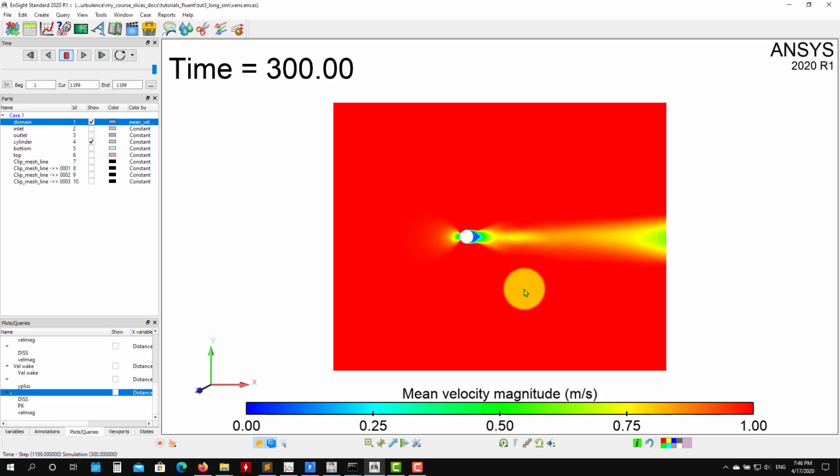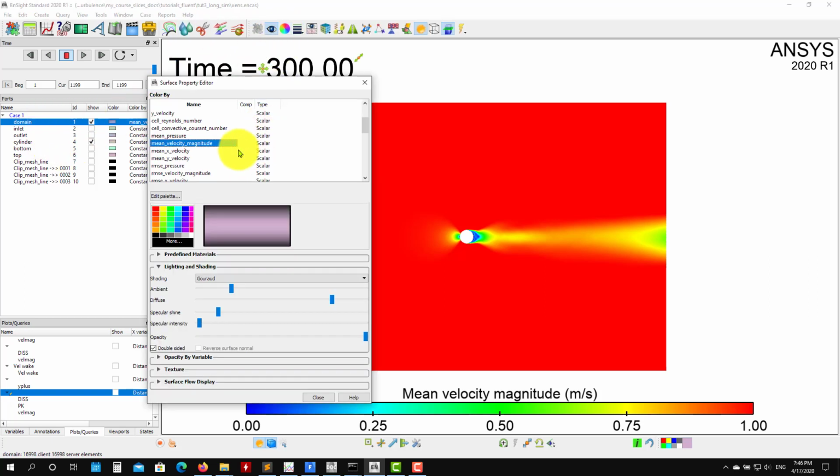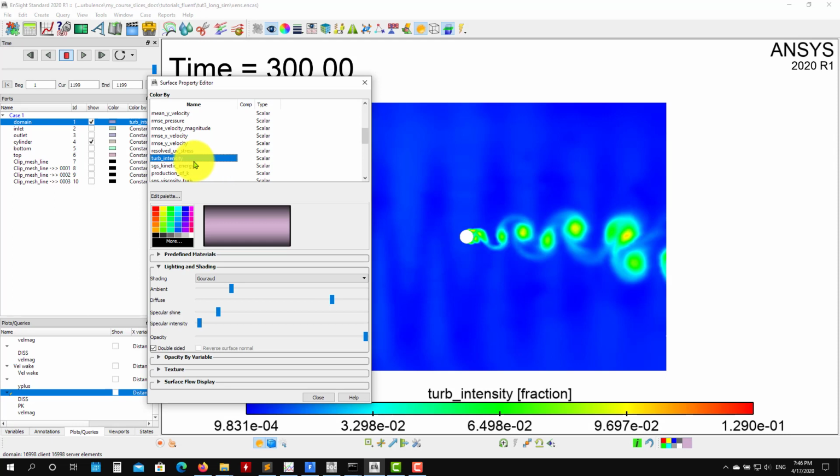Okay, but in simple cases you usually don't go and do this elaborate post-processing. And okay, let me click here. What else can we access? So you have all your turbulence quantities. Remember, we'll continue here with turbulence intensity.